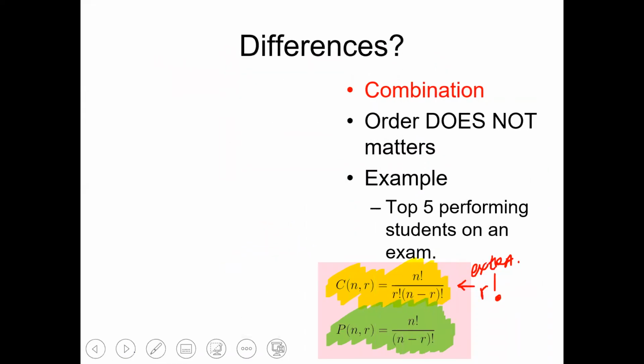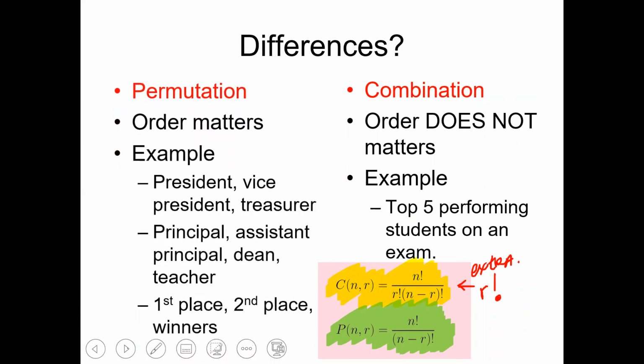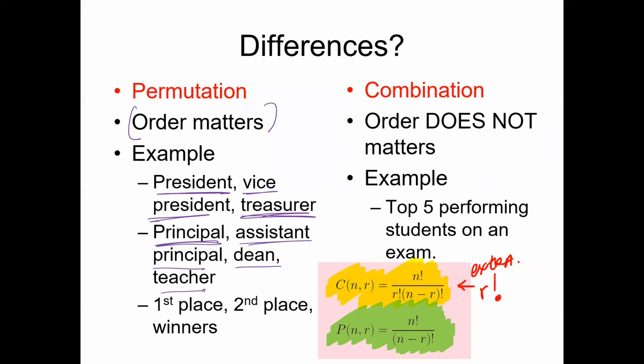Okay, so let's go ahead and go over the differences of permutation and combination. We went over this last time, but I just want to go over this one more time. With permutation, order absolutely matters. So for example, in November 2020, we're going to have a presidential nomination. There's a difference between being the president, the vice president, and the treasurer. Or for example, administration at a school. There's a difference between principal, assistant principal, dean, and teacher. Or if you go to the county fair, there's a difference between the first place winner, second place, and third place winner. So order with permutations matters.